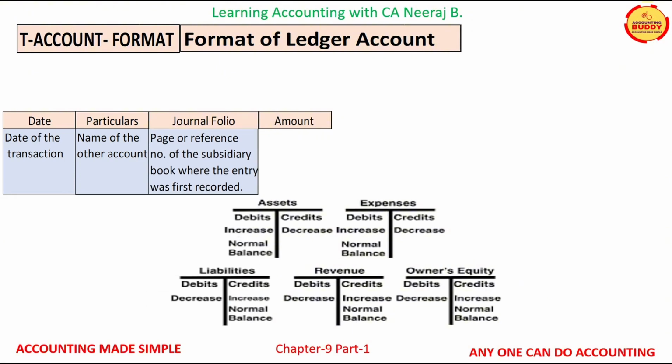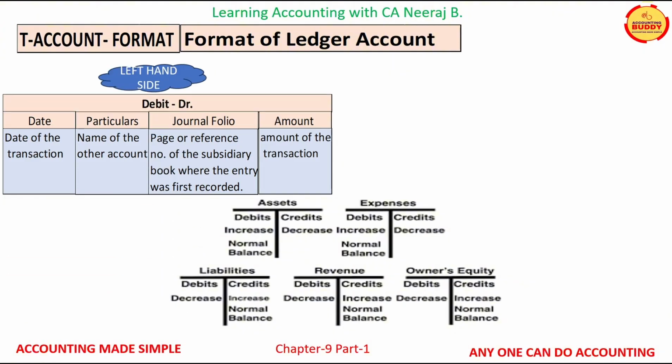In the particulars column, the name of the other account is mentioned. In the journal folio column, the page number or the reference number of the journal book or the subsidiary book is mentioned where the entry was first recorded. And in the amount column, the amount of the transaction is mentioned.